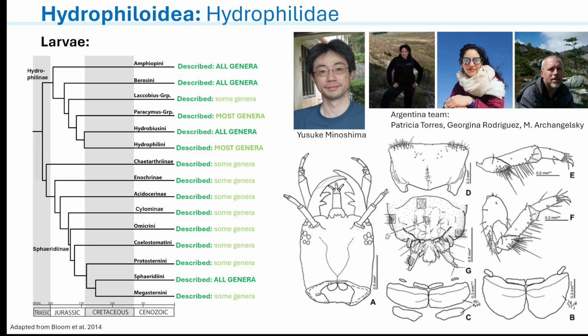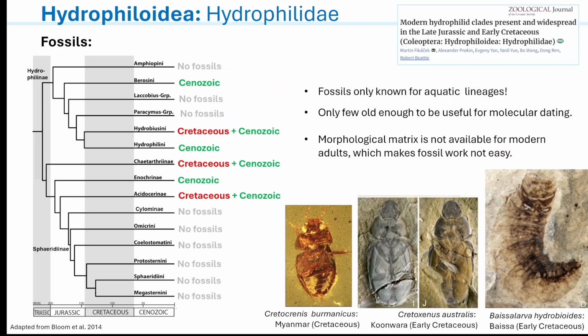For larvae, you can see that all is green. So we have very good knowledge about the larval morphology in hydrophilids. In some lineages, we even have data for all genera. This is mainly thanks to the really massive work on larval morphology by Yusuke Minoshima in Japan and the Argentinian team, Patricia, Georgina, and Miguel Archangelski. So for that aspect, we are really very lucky that we have lots of information. Naturally, it also goes together with some data about biology, so we have quite a good idea of how most of these animals live, even though more studies would be necessary.